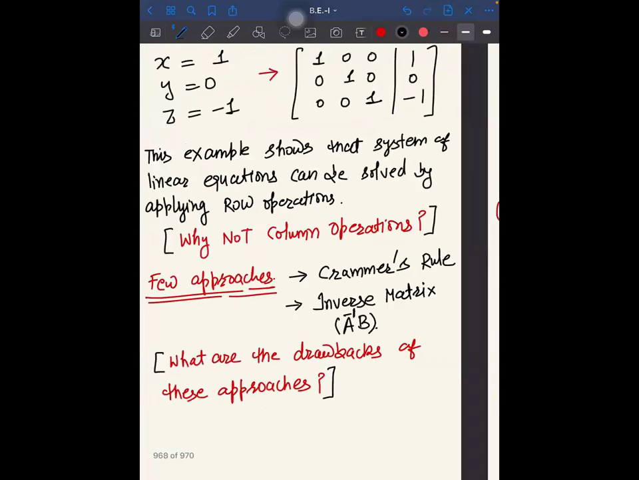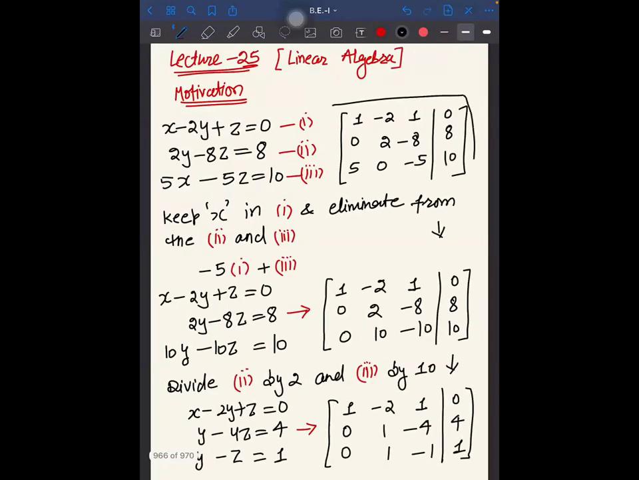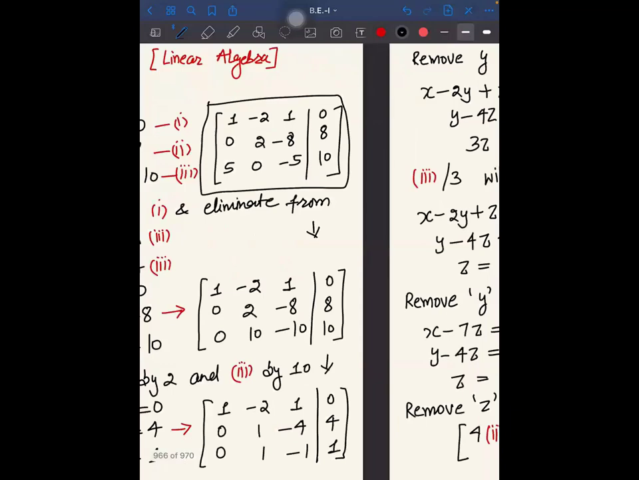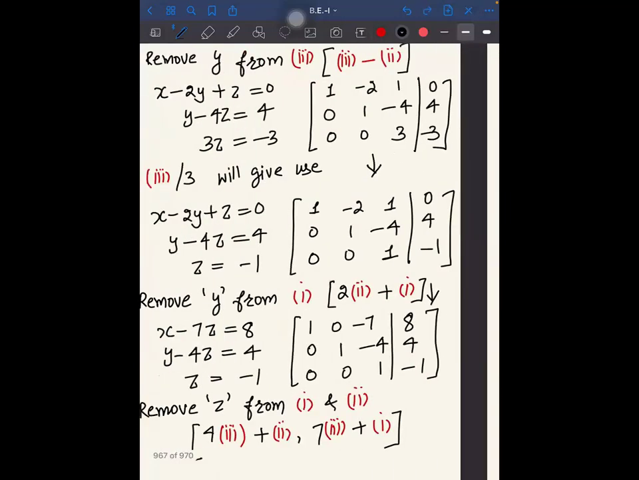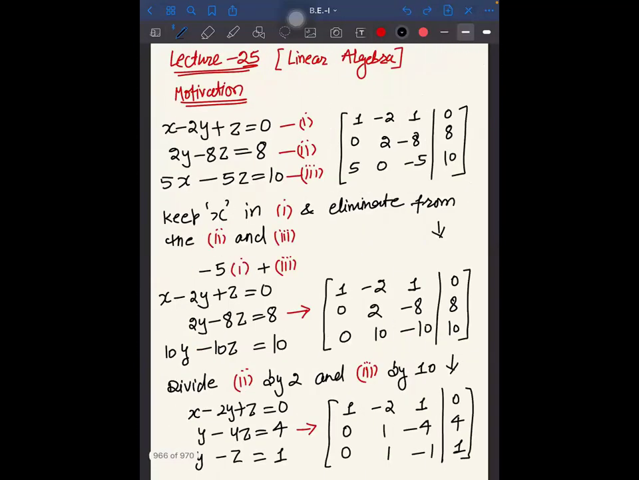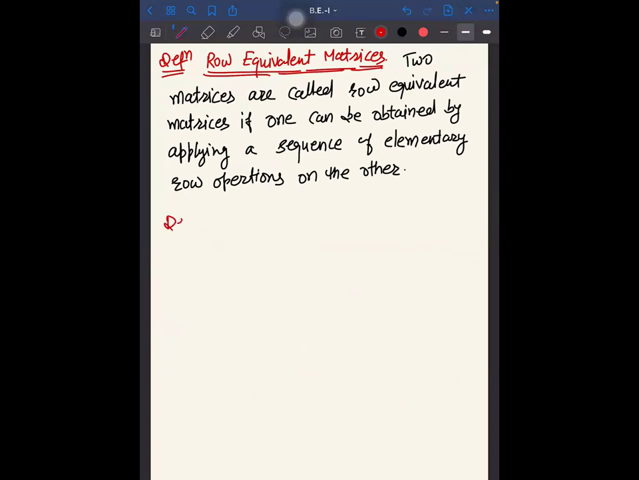So if you see in this example, this was our matrix and this was our final matrix. These two matrices are row equivalent. Why? Because we have obtained the second matrix by applying a certain sequence of row operations on the first matrix. Is it fine? Yes, sir. हाँ भाई बोलो, समझ आ रहा है सबको? Yes, sir.